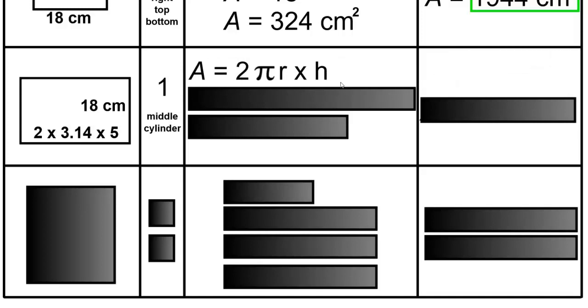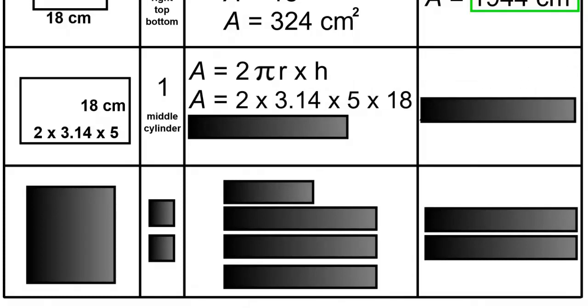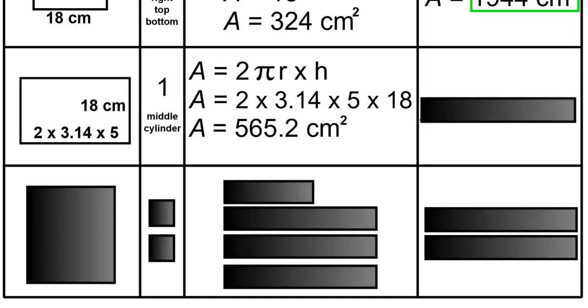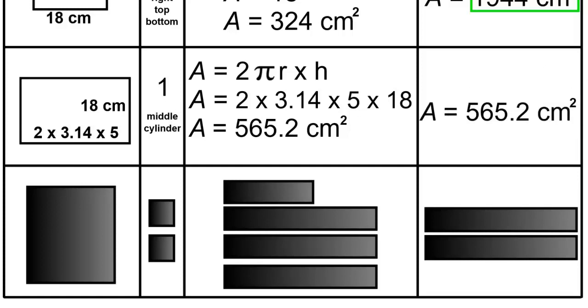Area equals 2 times pi times radius times height. Area equals 2 times 3.14 times 5 times 18. So the area of the cylinder will be 565.2 centimeters squared, and there's only one. So the total will be 565.2 centimeters squared.